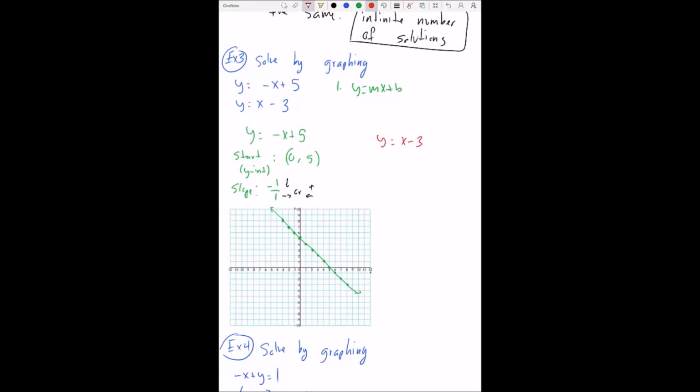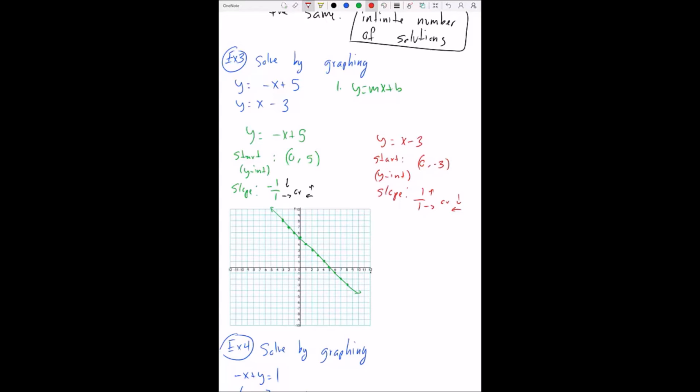All right, our second graph, we have y equals x minus 3. So just like before, we want to identify our y-intercept, our start. It's always the number without the x, and so it's going to be 0, negative 3. Always take the sign with it. And now we're going to identify our slope. Our slope is the number with the x, so in this case it's a 1. So we have 1 over 1, so we can go up and right, or down and left.